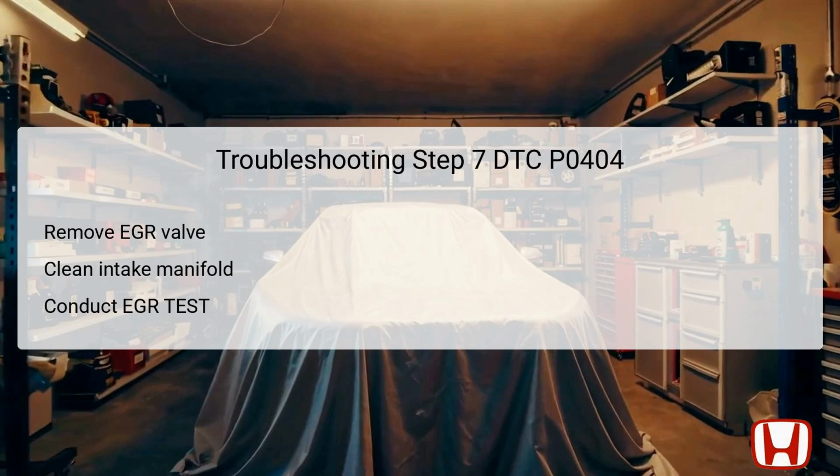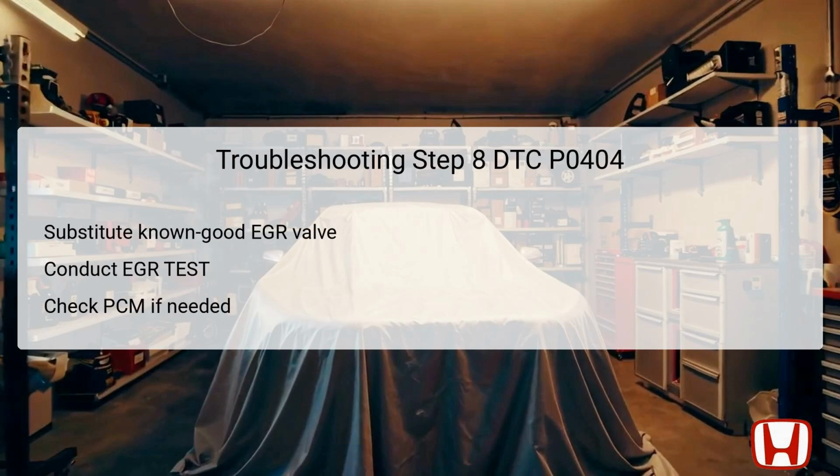Finally, power the vehicle on and reset the powertrain control module, PCM, using the HDS to ensure the system is recalibrated before conducting the EGR test once again. If the result is okay, the issue may be resolved. In the final troubleshooting step, substitute a known good EGR valve to further analyze the issue.